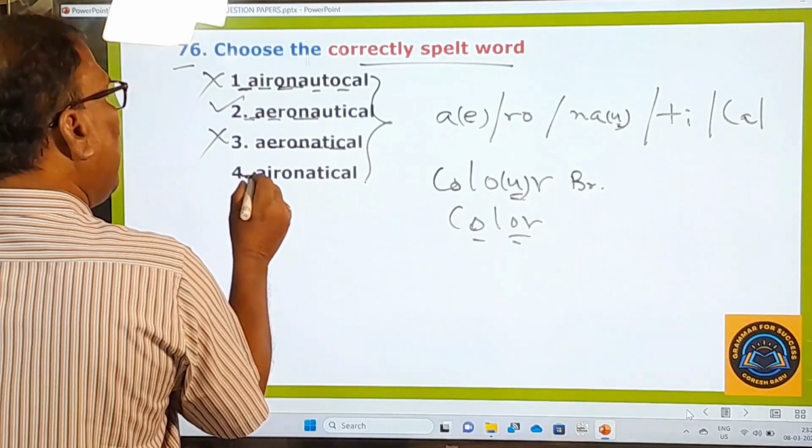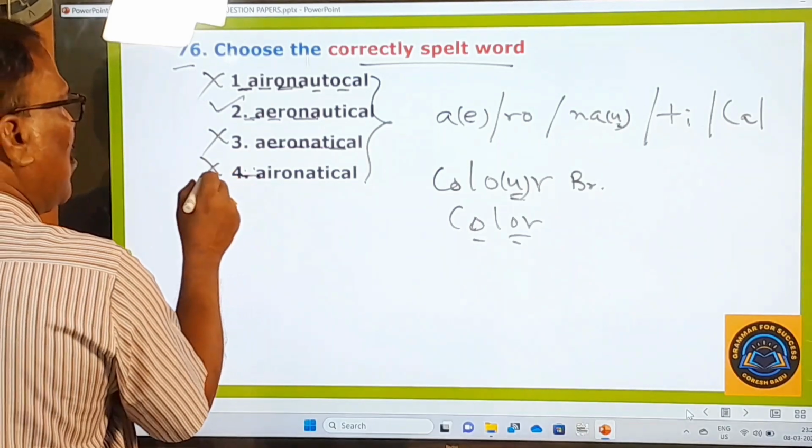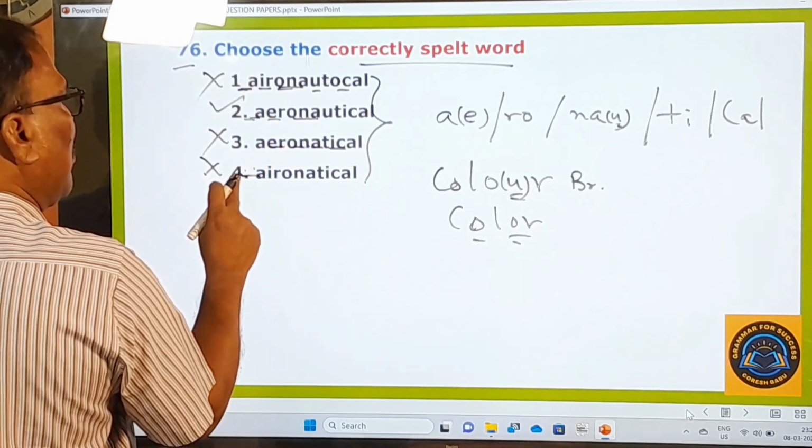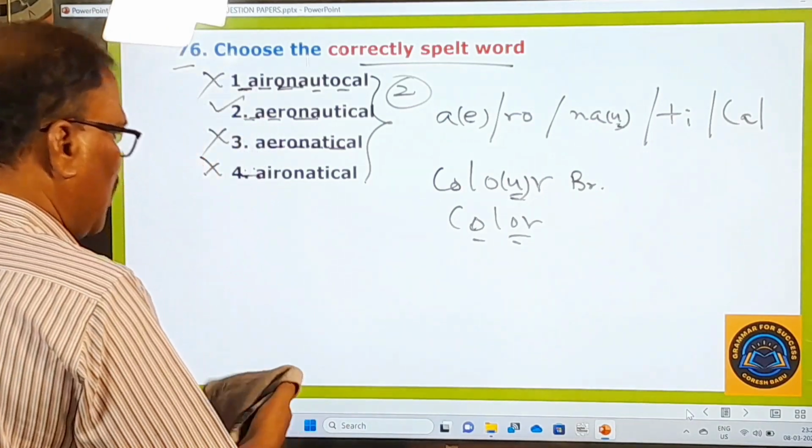Aeronautical. Here AI is used instead of AE. That's why this is wrong. So the first one, third one, and fourth one are wrong. Only the second one is the right one. And now, let's move on to the next question.